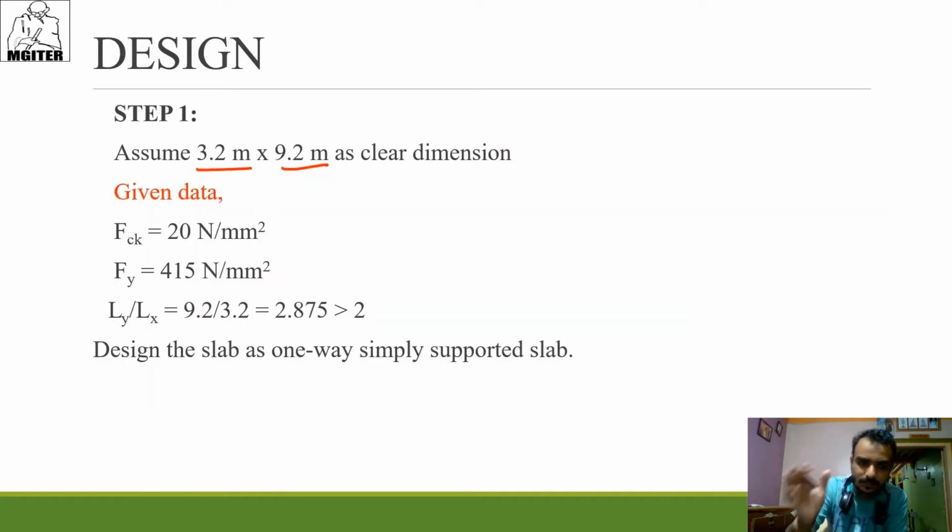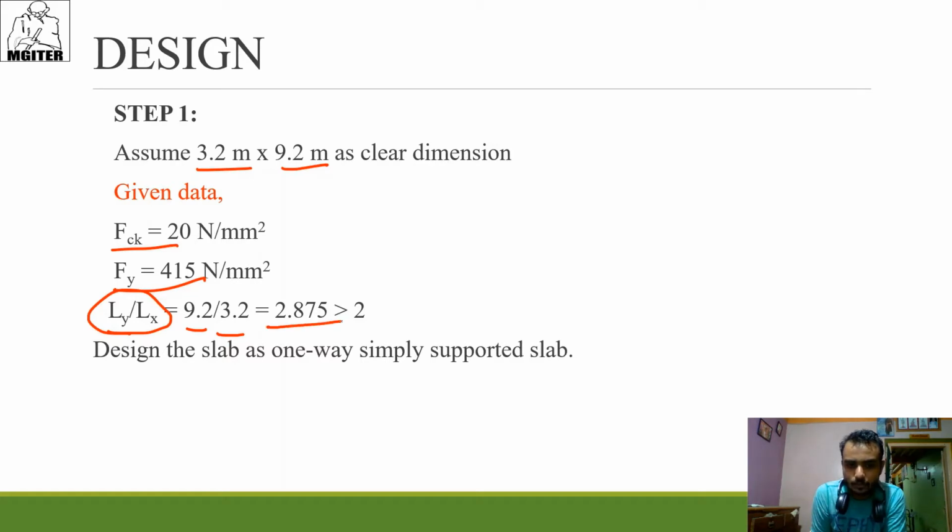Clear dimension is given. We assume fck 20 newton per mm square, fy 415 newton per mm square. Then ly by lx: ly means longer span, lx means shorter span. 9.2 by 3.2, value is 2.875, which is more than 2. So design the slab as a one-way simply supported slab. If less than 2, we have to design a two-way slab.